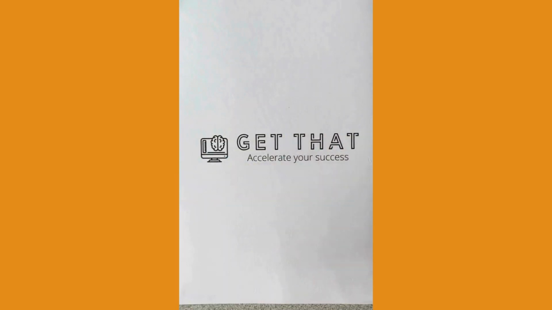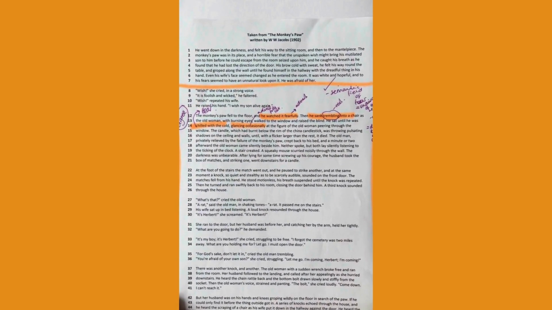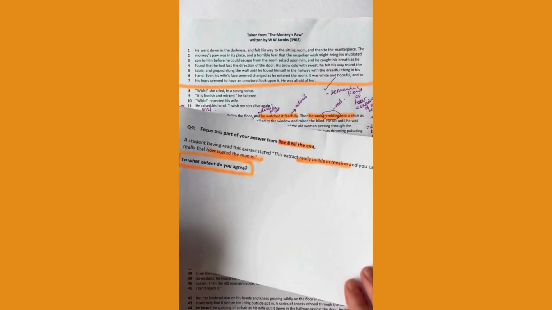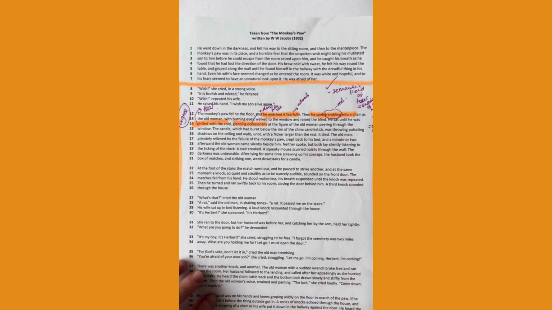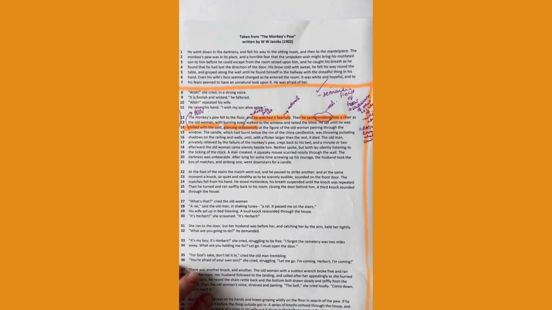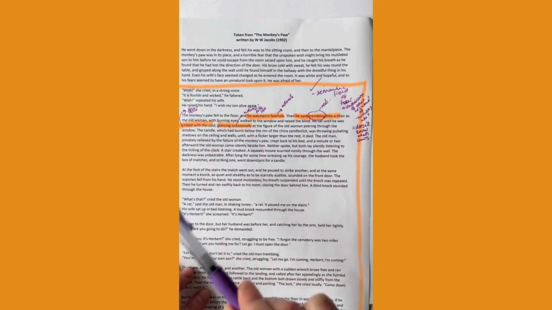So just to revisit, in the previous video, we did all our planning work where we were using the extract from The Monkey's Paw and we were looking at anything that showed how tension was built and how scared the man was. And we needed to see if we agreed or disagreed with that. And we went through, we read, we highlighted, and then we annotated so that we could use all our annotations, all our notes, in a paragraph ready for our response.